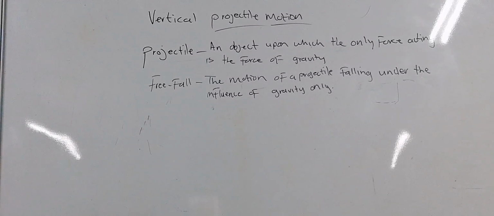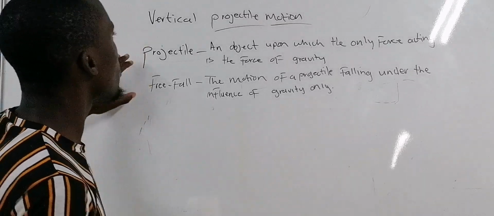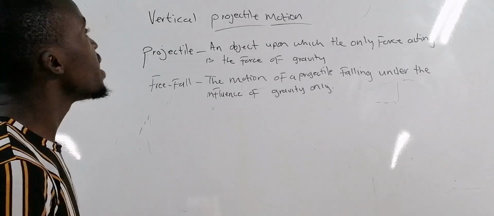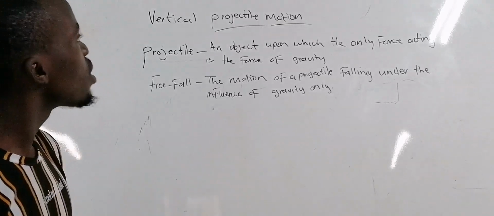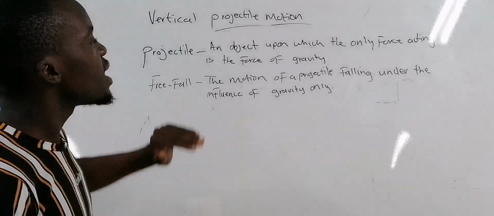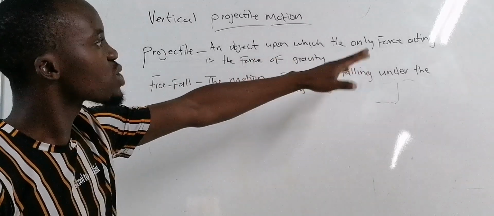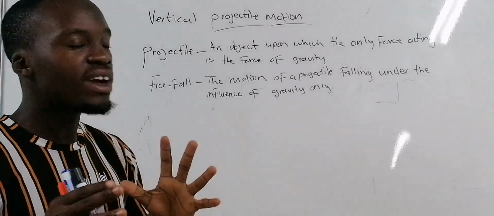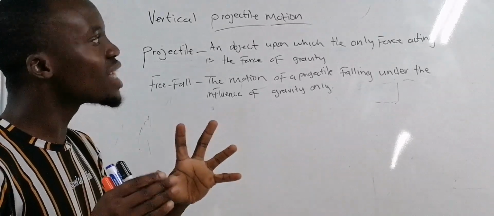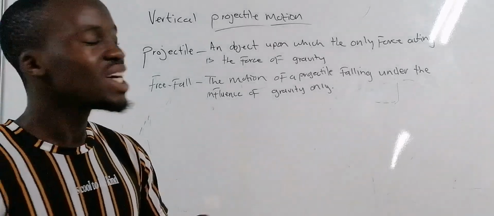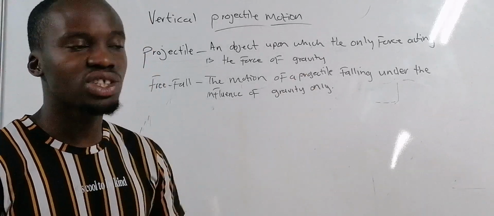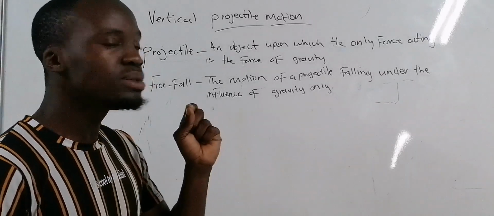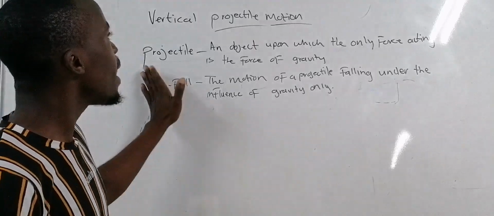These are the two definitions that you are going to come across here in vertical projectile motion, or VPM. So a projectile is an object upon which the only force acting is the force of gravity, meaning that if we have an object and the only force acting on that object is the force of gravity, or gravitational force, or weight, that object is known as a projectile.